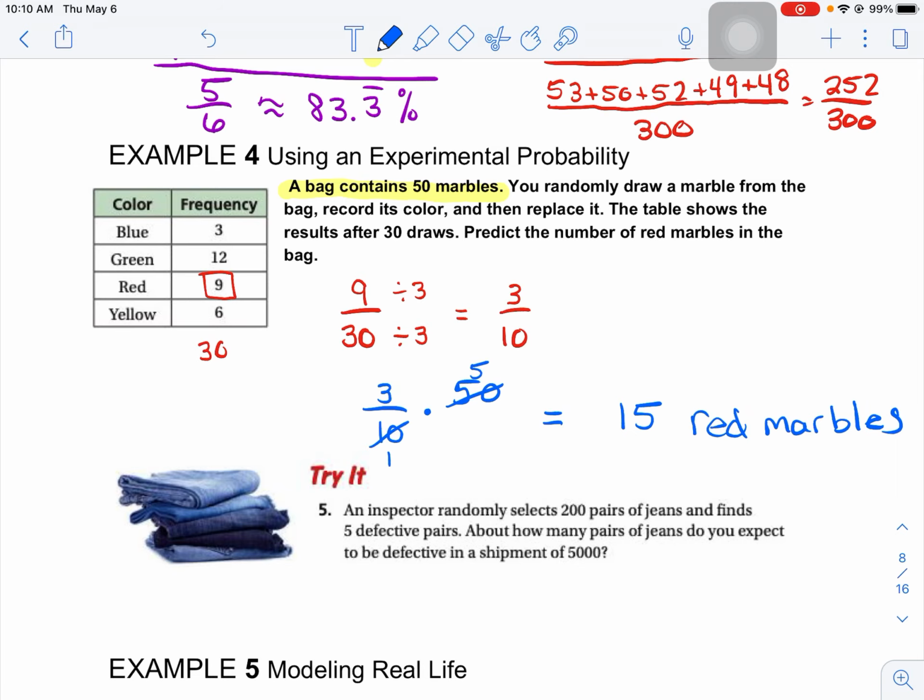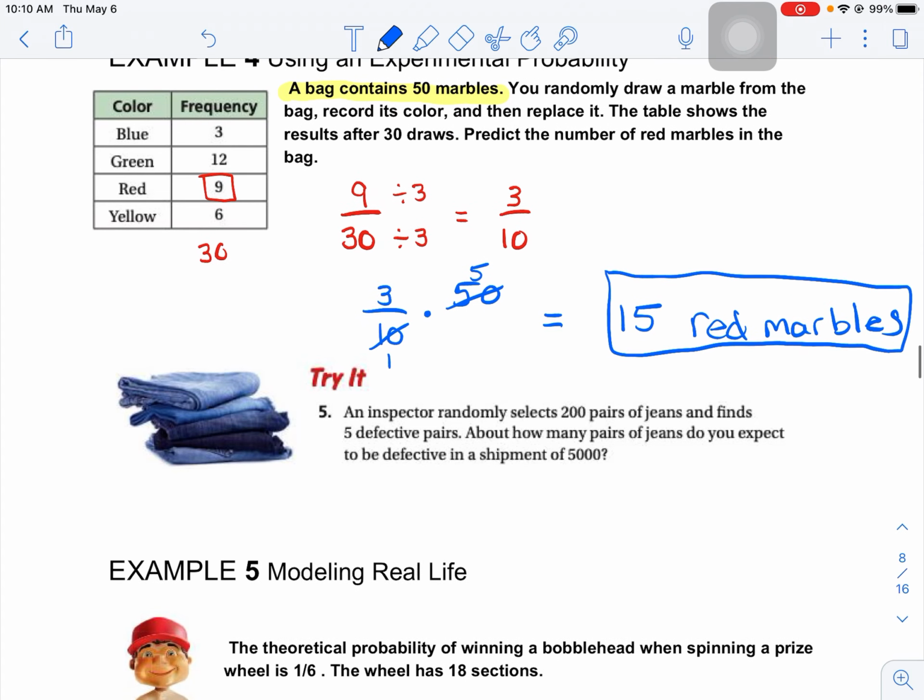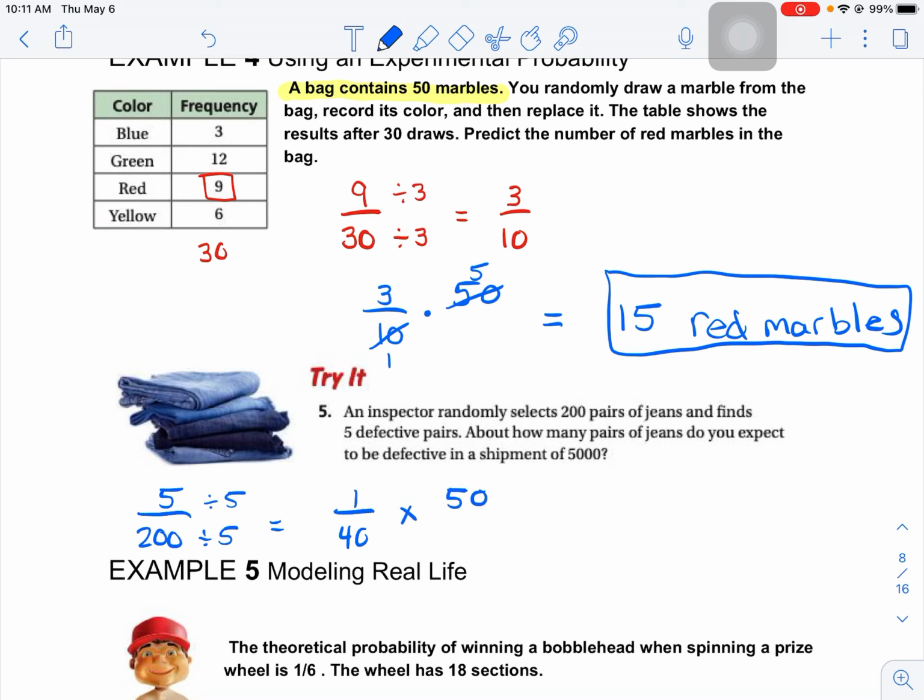Okay. Same thing for the question below. All right, so let's try that one. So it says an inspector randomly selects 200 pairs of jeans and finds 5 defective pairs. About how many pairs of jeans do you expect to be defective in a shipment of 5,000? All right, so we have 5 out of 200. I'm going to simplify this by dividing by 5, which gives me 1/40. All right, so 1/40 of the jeans should be defective out of 5,000 jeans.